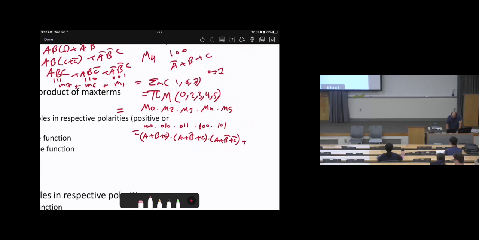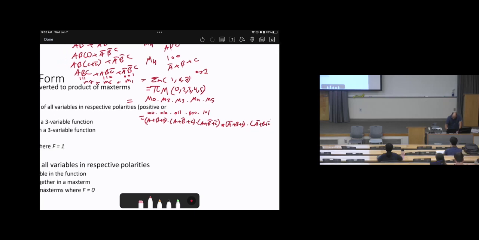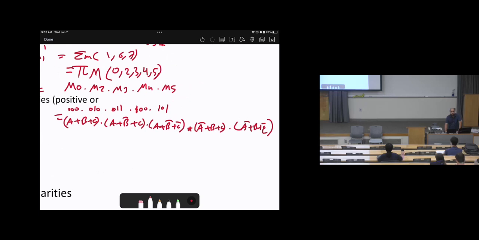Then 1, 0, 0 is actually equivalent to A bar plus B plus C. This is times. Then times 1, 0, 1 is equivalent to A bar plus B plus C bar. Okay? Does this make sense?